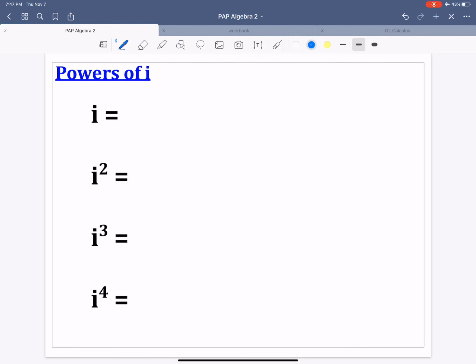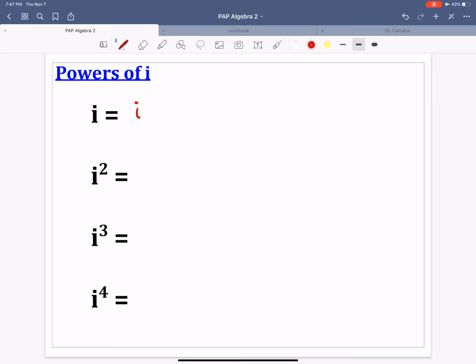Okay, back to the math. So powers of i are kind of interesting. There's actually going to be a repeating pattern that you're going to see when you increase the power of i. So what do I mean? Well, i to the first power is just i. Anything to the first power just stays the same.